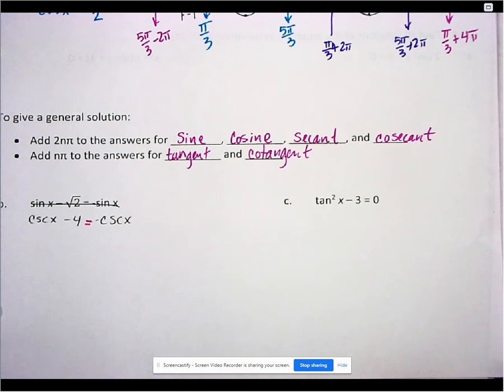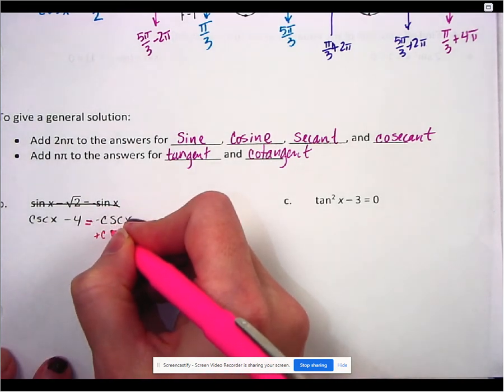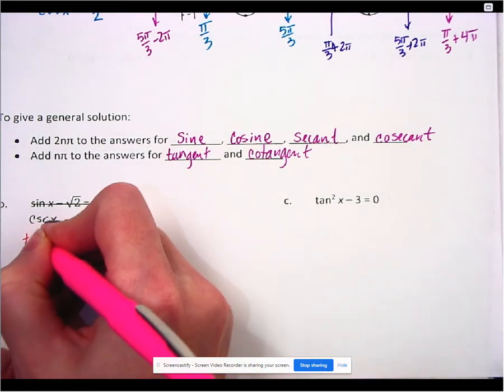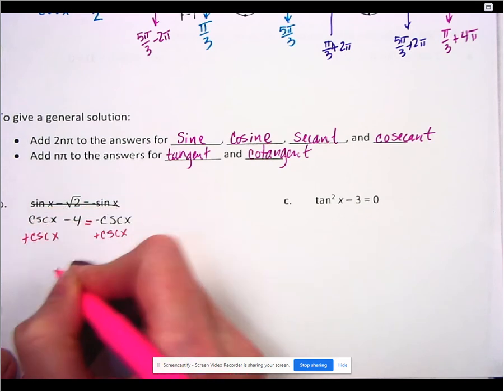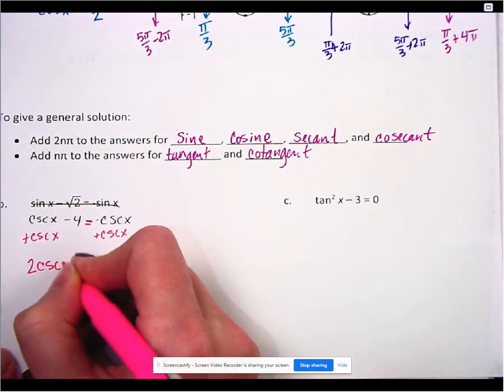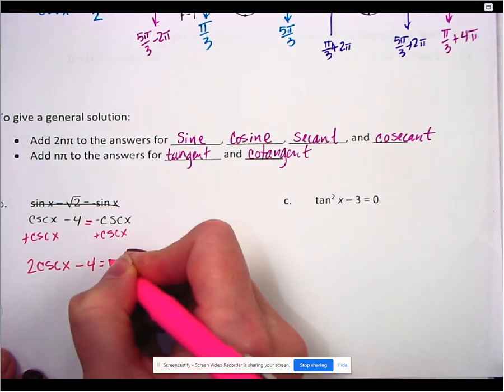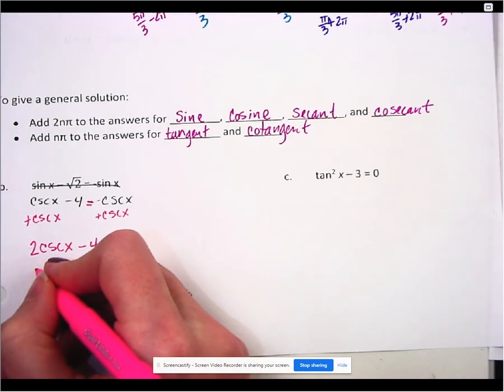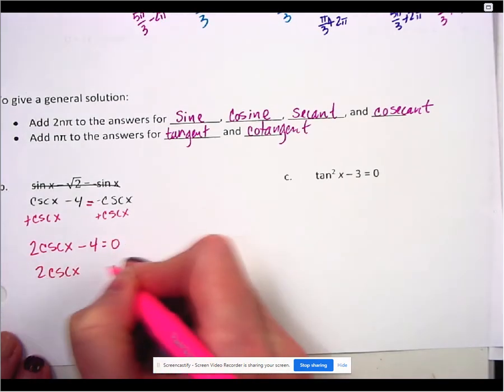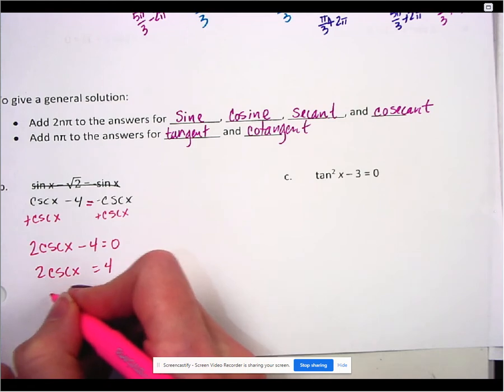All right, so the first thing we want to do is get our cosecants on one side and our 4 on the other side. So I'm going to start off by adding a cosecant of x. So 1 plus 1 is going to be 2 cosecants of x. All right, and then I'll add the 4 and divide by 2.